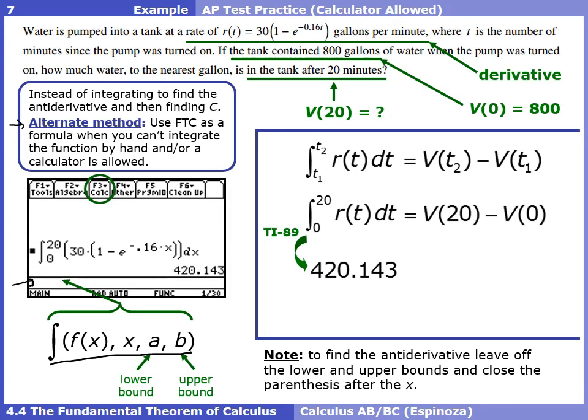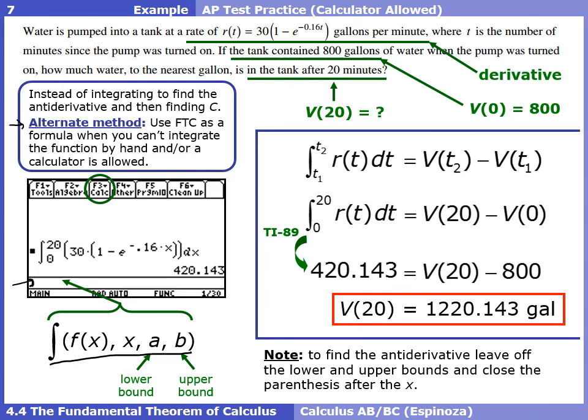420.143. We know V(0) is 800. The volume at time 0 is 800. So we can plug in the 800, and when we add that to the other side of the equation, we'll find that the volume after 20 minutes is 1,220.143 gallons.